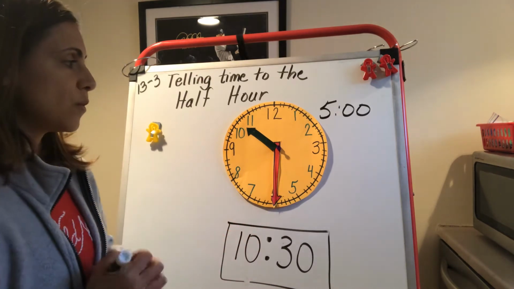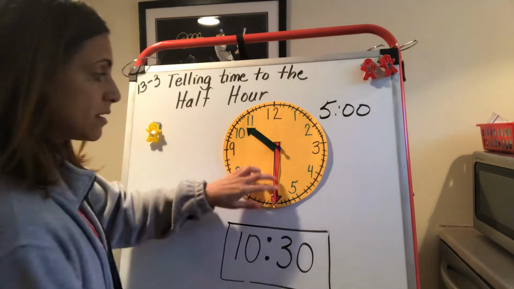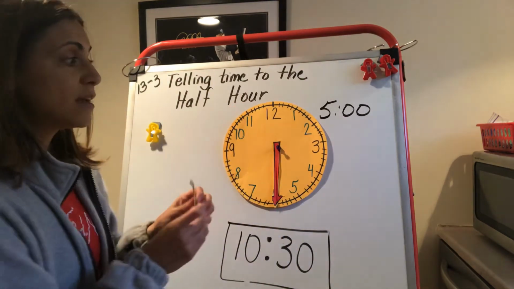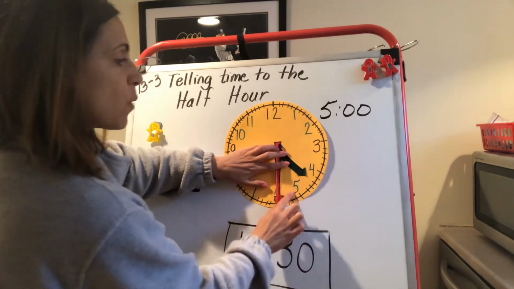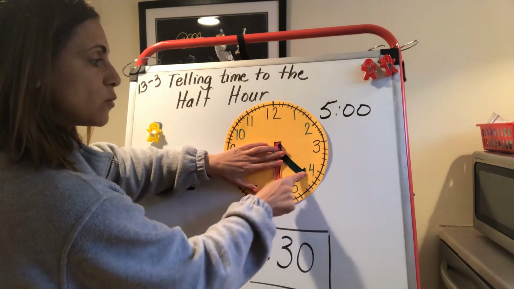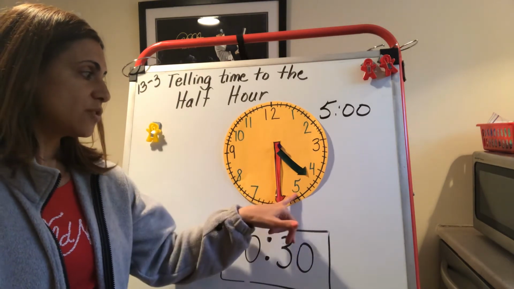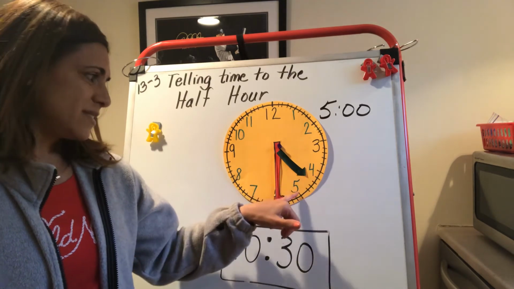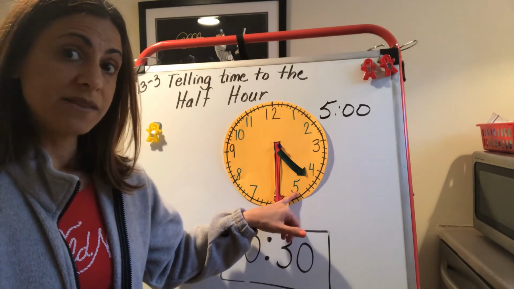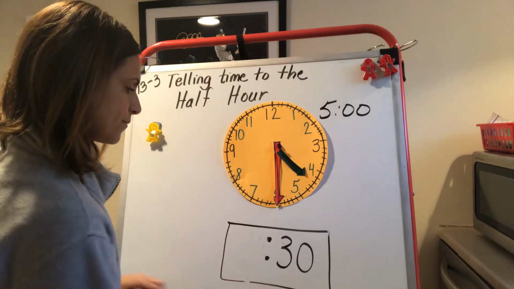Okay. What if I said 4:30? You know the minute hand is going to be on the 6. The hour hand is between 4 and 5 because it's 4:30. It's not quite on the 5, so it's going to be between the 4 and the 5. Whenever it's between, you have to say to yourself, well, it was on the 4. It's not quite on the 5. It must be 4:30.